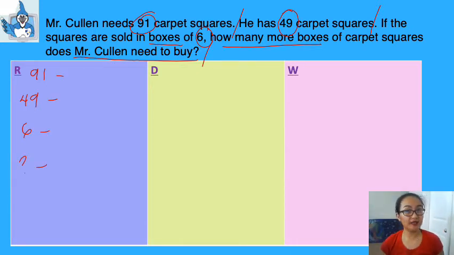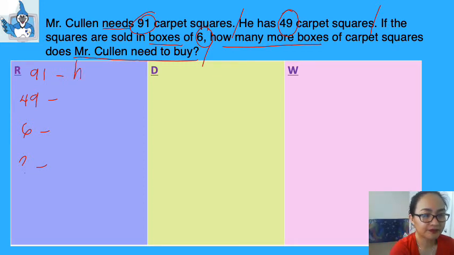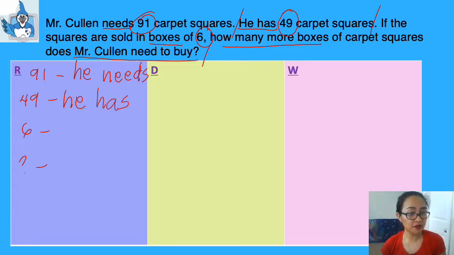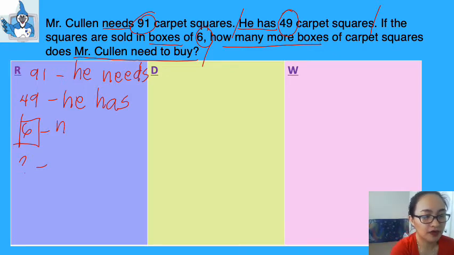And let's take a look again. What's the meaning of these numbers? 91 is what he needs, okay? 49 is what he has. 6 is the number of squares in a box because it says boxes of 6. Okay, so that means each box has 6. So why don't we just put 6 inside a box? So we will remember that. So number of carpet squares, CS, in a box.